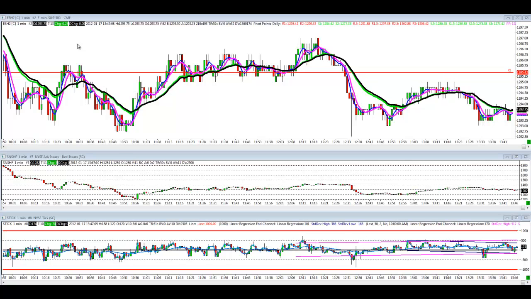So in summary, we want to pick a trend and make sure that there is a correlation and support to our trend. If we have a trend and support to our trend from the market internals, we have a higher probability trade.